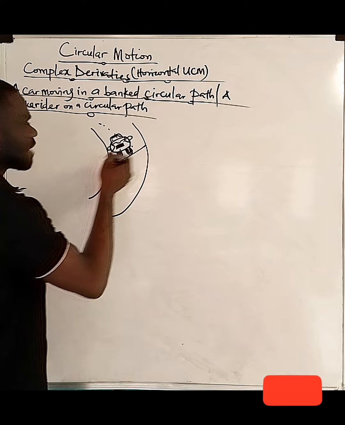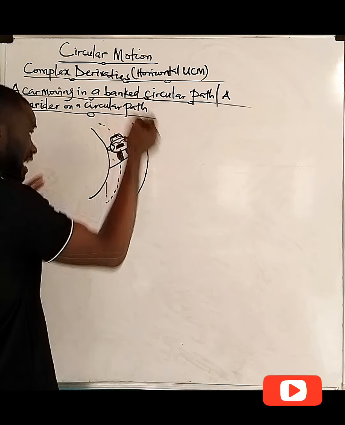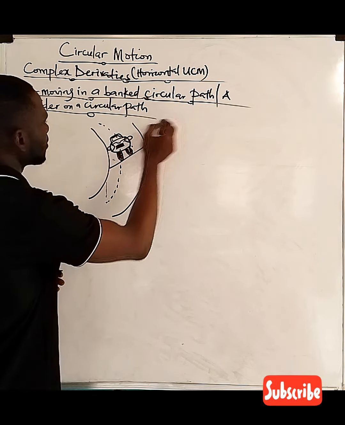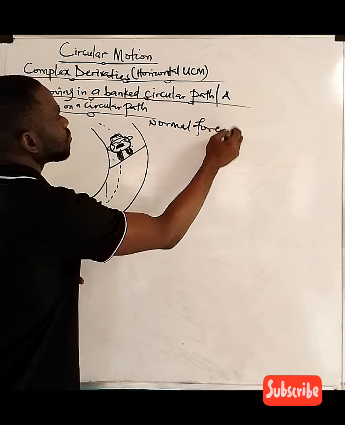How do we explain this? Friction is not what really helps us attain centripetal force here. It's not friction. What helps us to get centripetal force here, that keeps this whole thing in motion, is the normal force, or reactive force.